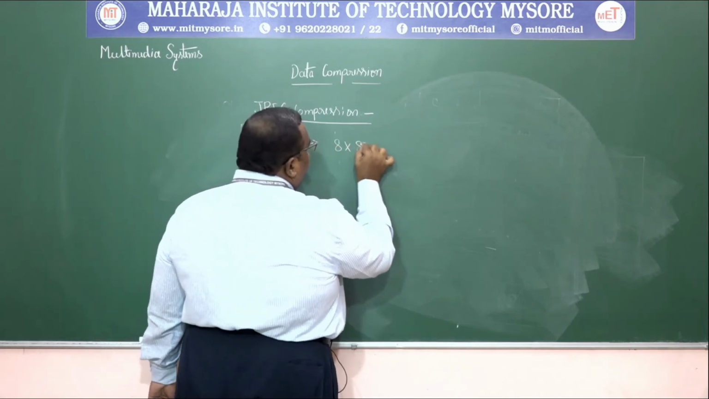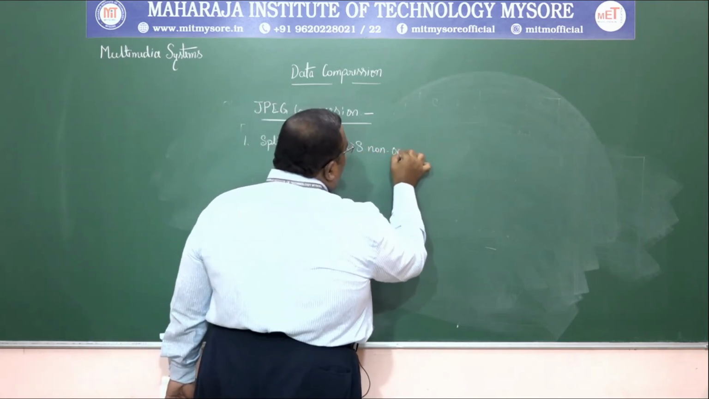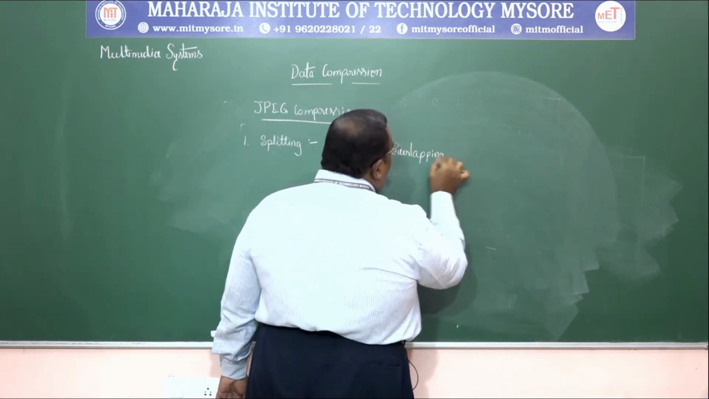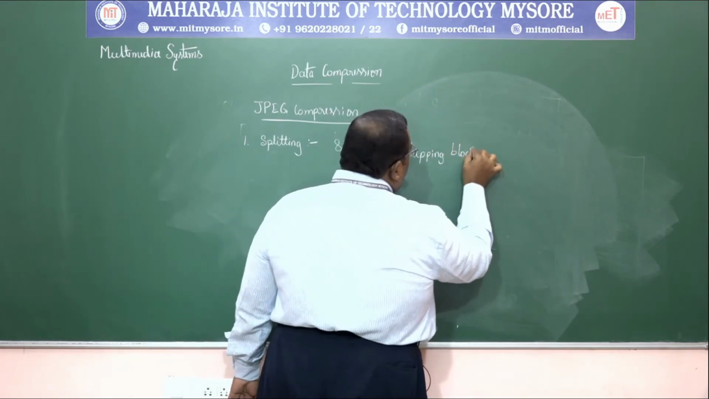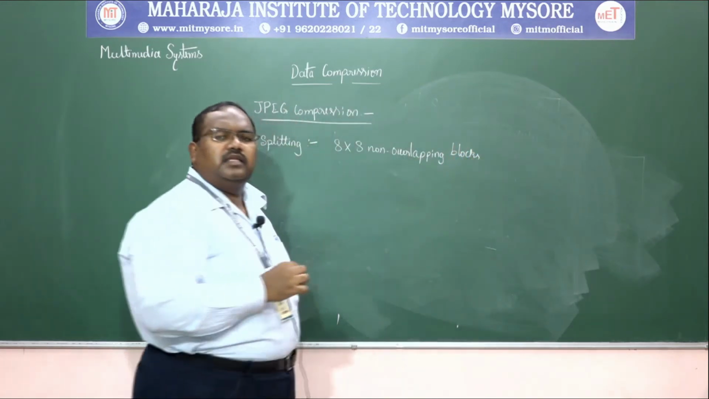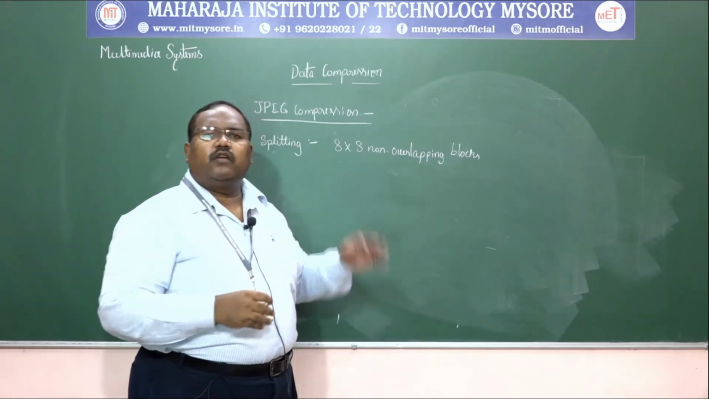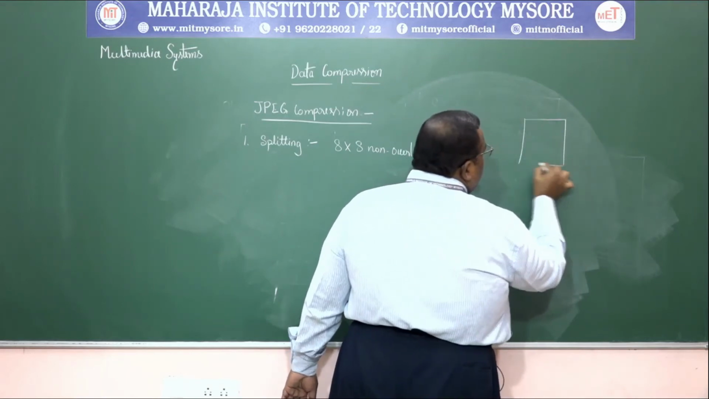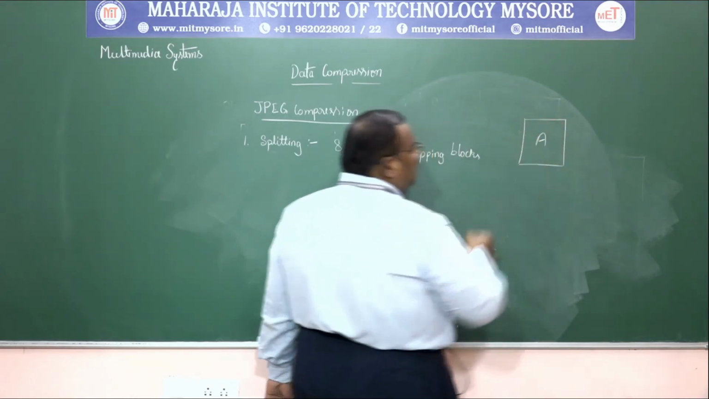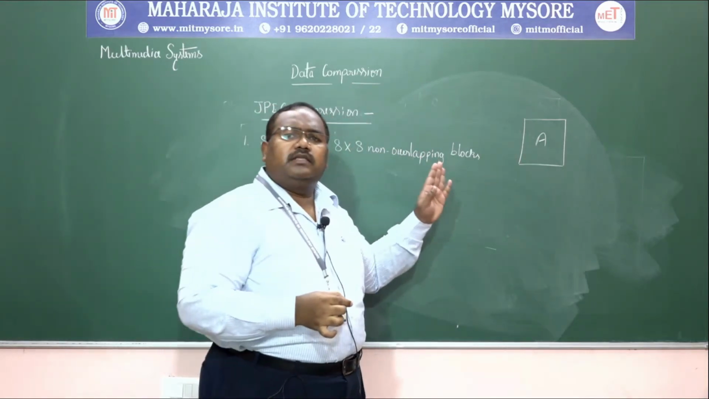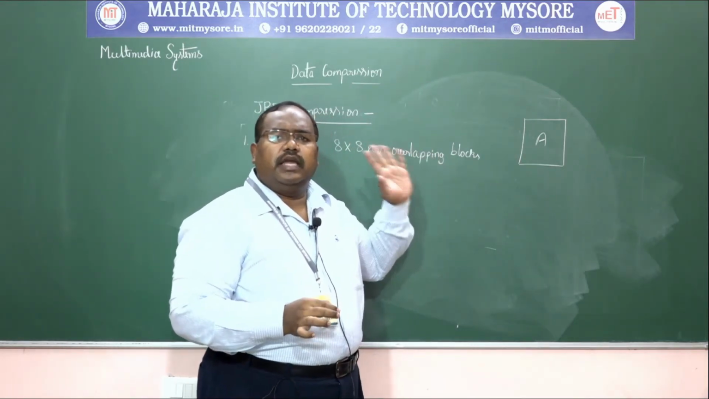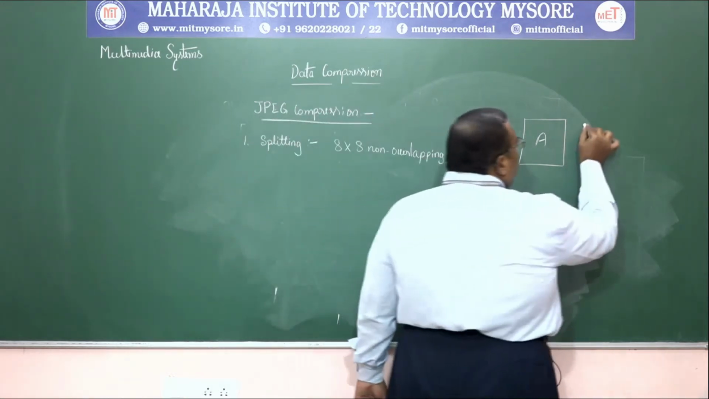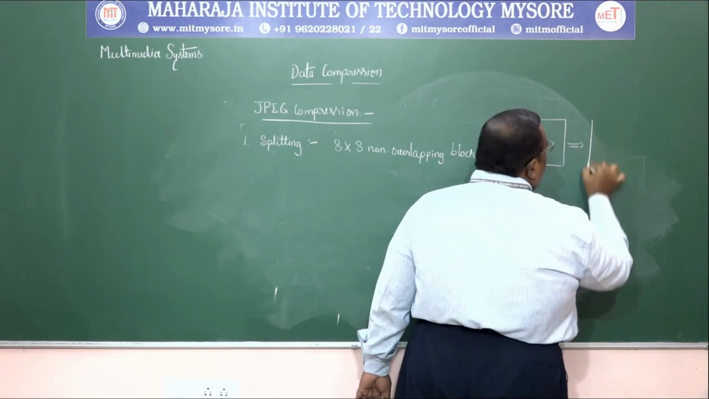That means 8 into 8 non-overlapping blocks. What do you mean by this? Sir, what do you mean by splitting of the image? Yes, now consider this is the image you have. In that you have an image with a character called A. Now you are supposed to split this image into 8 cross 8. So this image after splitting looks like this.